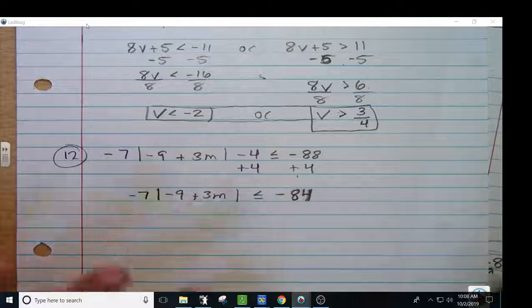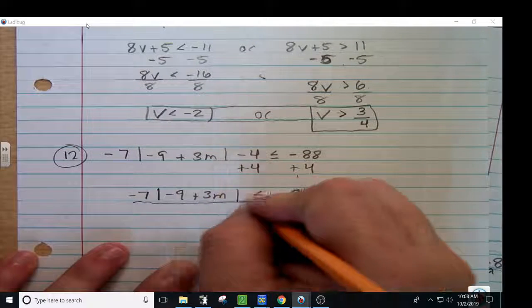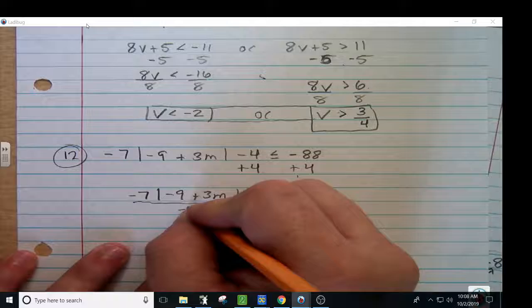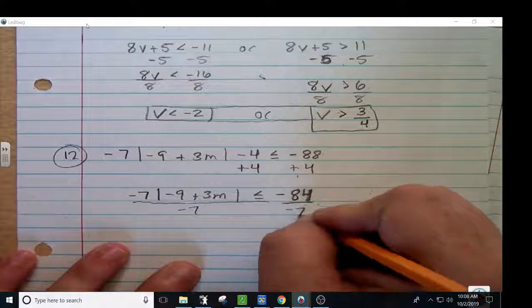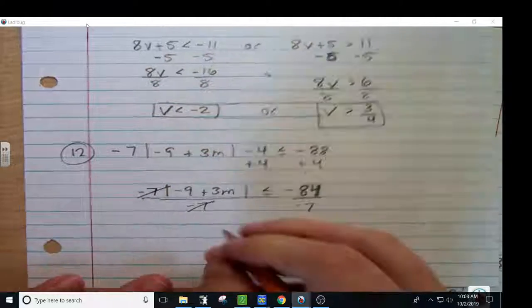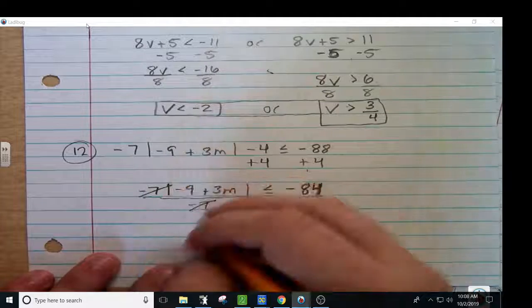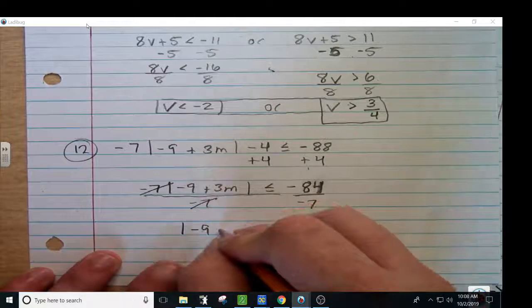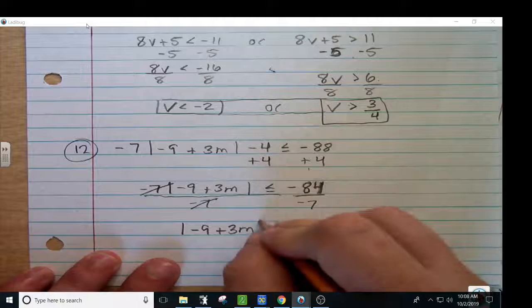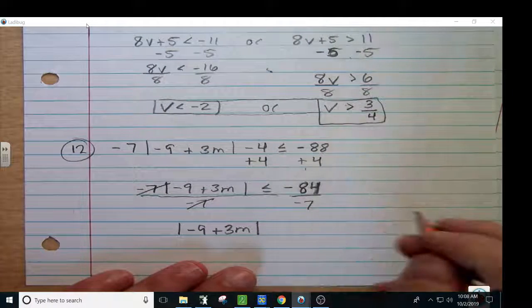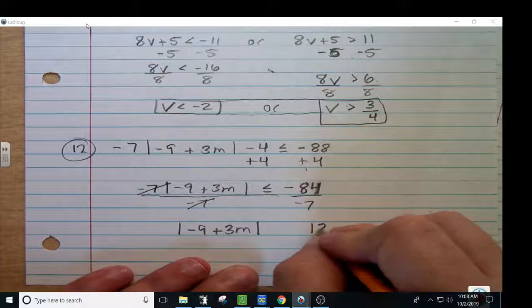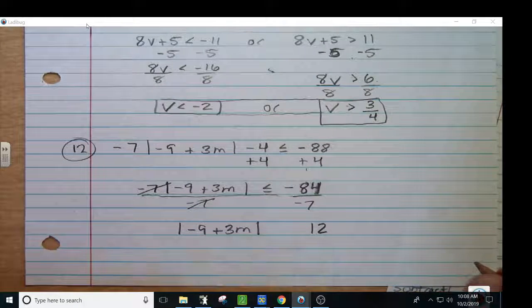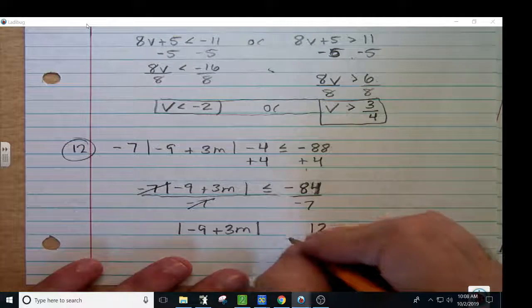You got to divide, right? Notice, guys, the steps are the same every time. You want to divide by -7 on both sides. That side always cancels out the sevens or whatever that number is. So that's absolute value -9 plus 3m. Now, what about my sign here? It flips, right?